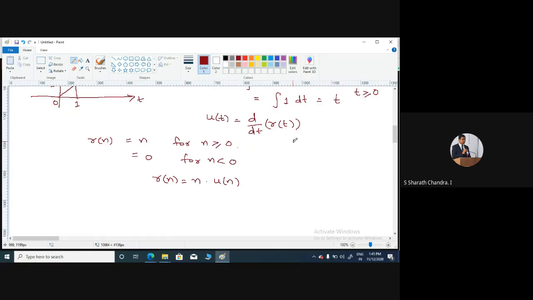If you would like to see the graphical representation of a discrete time unit ramp signal, it would look something like this. At 0, the amplitude is 0. At 1, it is equal to 1. At 2, it is equal to 2. At 3, it is equal to 3, and so on. That means this increases linearly. Therefore, this is just the discrete time version of what we saw earlier for the continuous time version, and it is equal to 0 for all n less than 0 too, the same as in the continuous time case.